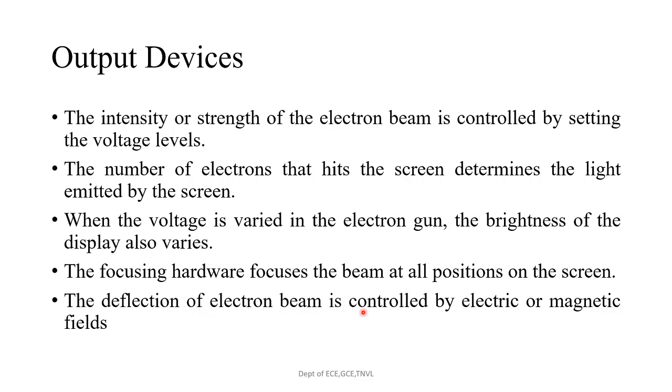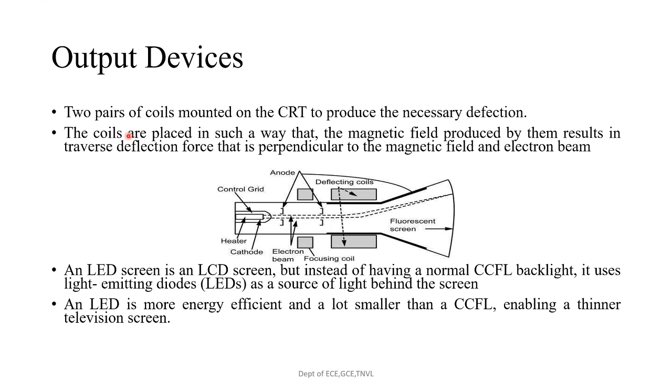The deflection of the electron beam is controlled by electric or magnetic fields. So two pairs of coils are mounted on the CRT to produce the necessary deflection. The coils are placed in such a way that the magnetic field produced by them results in a transverse deflection force that is perpendicular to the magnetic field and electron beam.